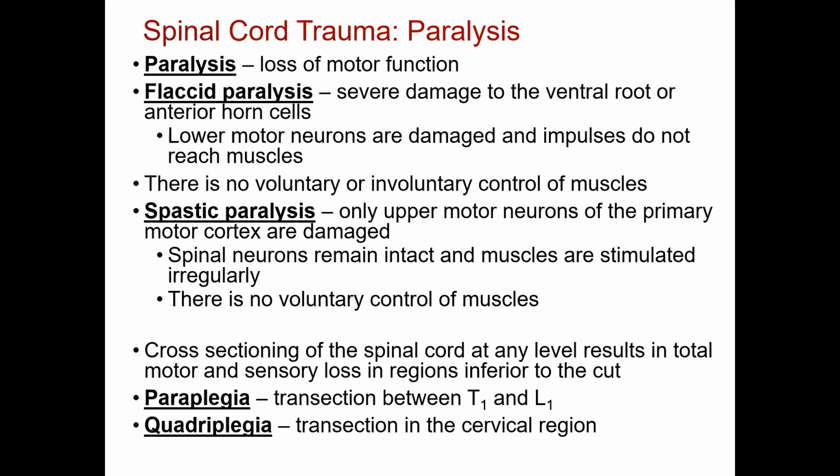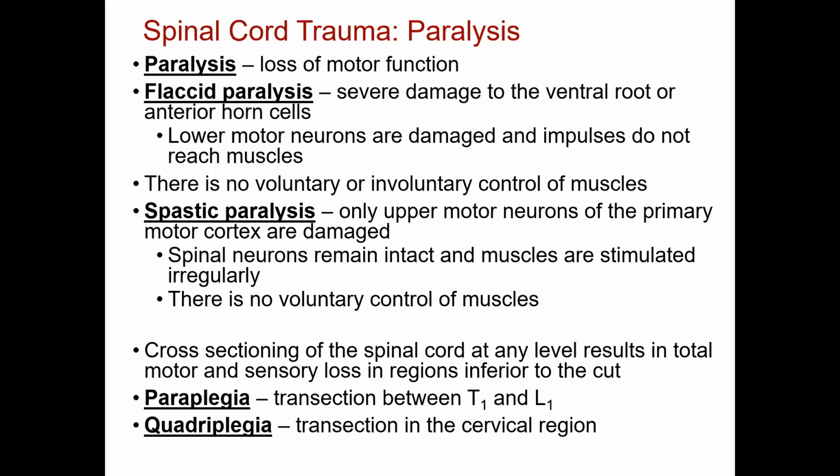So, problems with trauma to the spinal cord: paralysis is a loss of motor function. In flaccid paralysis, the ventral root in the front of the spinal cord is damaged. The motor nerve can't send a signal to the muscle, so there is no contraction of the muscle. The muscle is paralyzed, but it is limp. Flaccid paralysis. There's no control over the muscles.